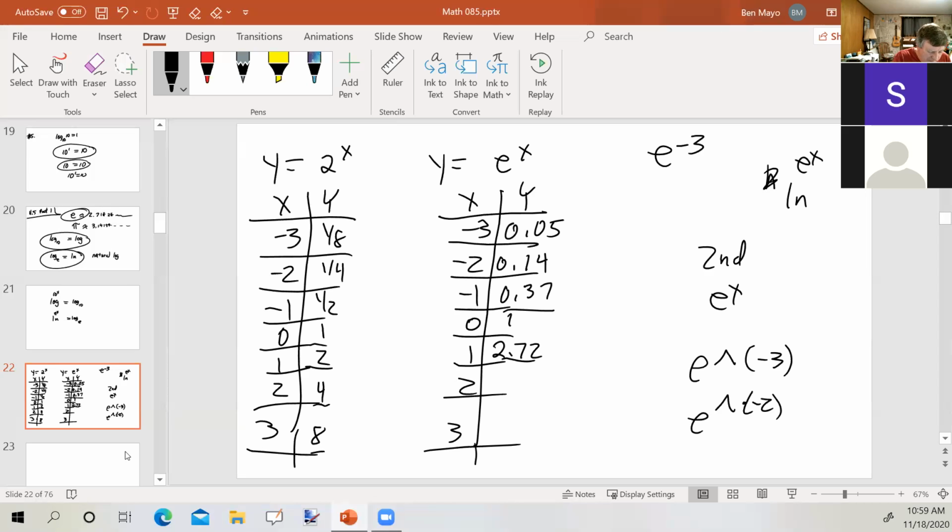And then let's see here, e squared is 7.39. All of these I'm rounding to the nearest hundredth because I'm not going to be able to graph it super accurately anyway. E cubed is 20.08. All right. Tell you what, I will go ahead and graph these just to look at them.